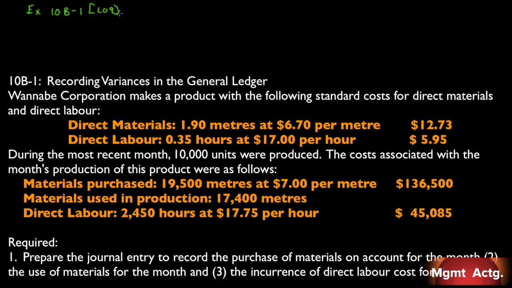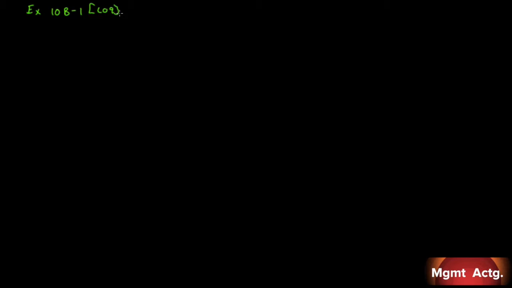Prepare the journal entry to record the purchase of materials on account for the month, journal entries to record the use of materials for the month, and journal entries to record the incurrence of direct labor costs for the month. So in other words, all the journal entries related to what we're about to do. All right, we can do that. It would be helpful to start with our variances and our costs. We're going to need to know what our actual costs were, what our budgeted costs, our standard costs, etc.